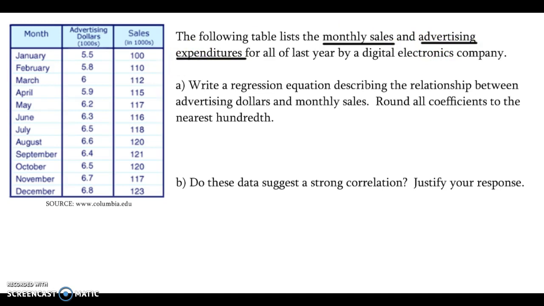It asks us to write a regression equation, so while we're annotating, we'll circle that. Write a regression equation describing the relationship between advertising dollars and monthly sales. And it also asks us to round all coefficients to the nearest hundredth. So that gives us a little guidance as to what we're supposed to write.